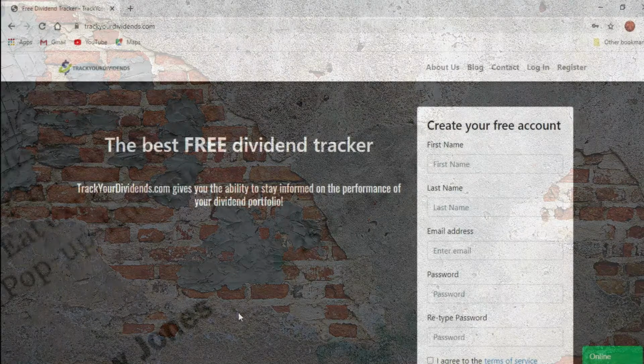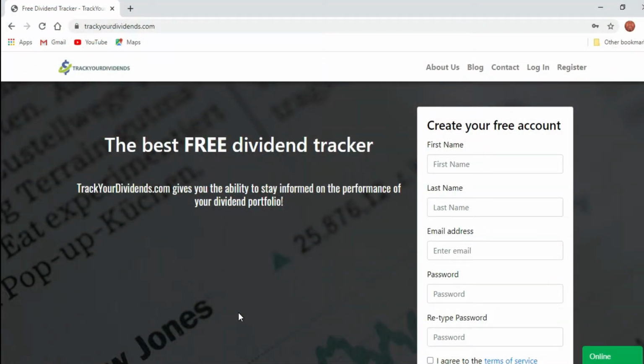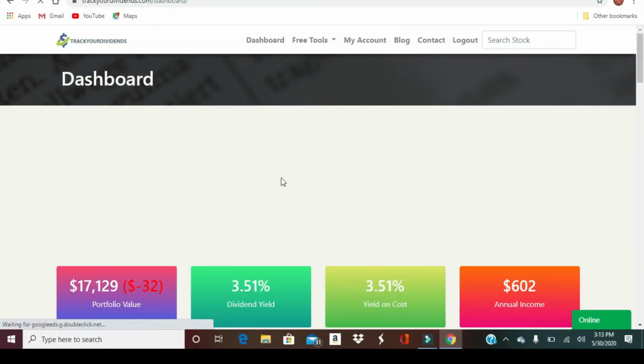So all you have to do is go to this website. It's called Trackyourdividends.com. It's a free website. You don't have to pay a single penny. There's no hidden fees. So all you have to do is put in your first name, your last name, your email address and password, and then log in. But because I already have an account with them, I don't have to put in my information. But once you do, you go to the login page and it's going to bring you to this page right here.